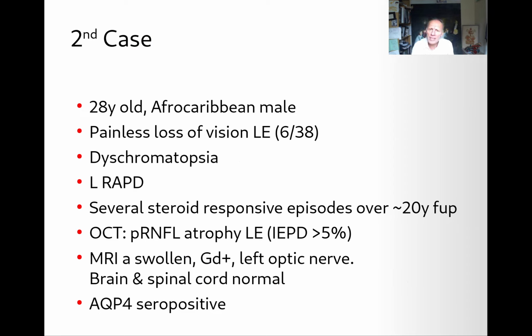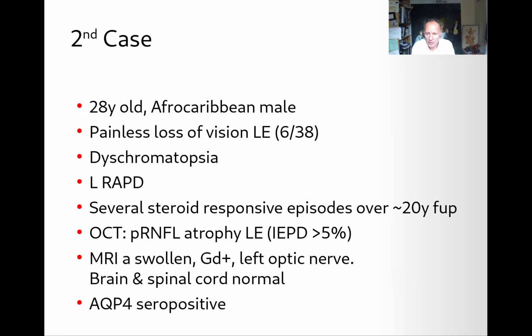The second case is a 20-year-old Afro-Caribbean male. There was painless loss of vision, which is much more profound, 6/38, in the left eye with loss of color vision, and on testing there is a profound left RAPD. I have now followed him up for over 20 years.